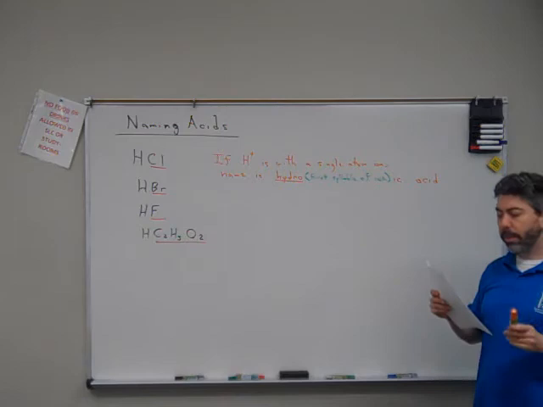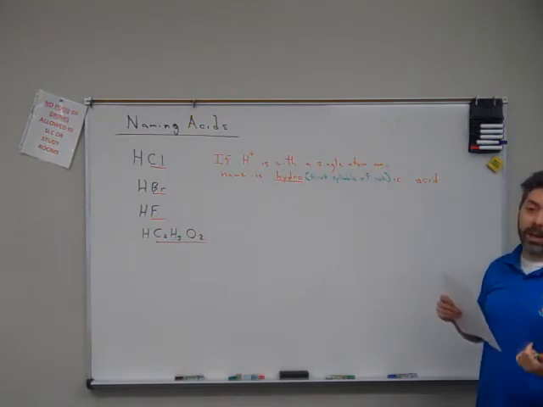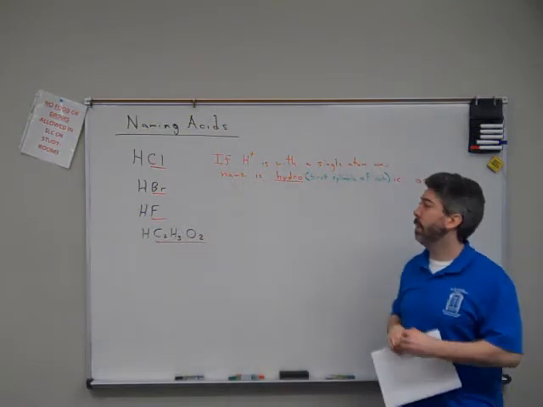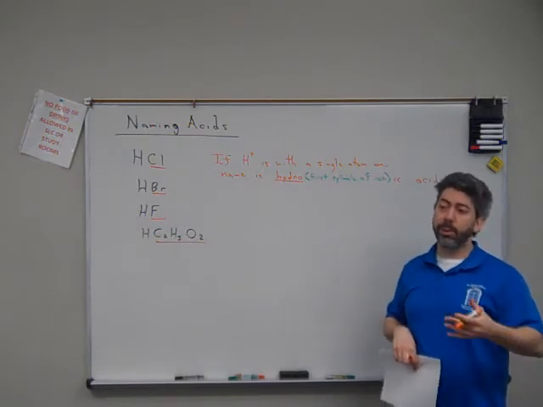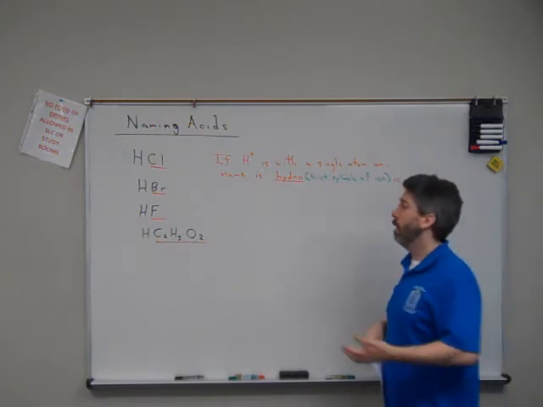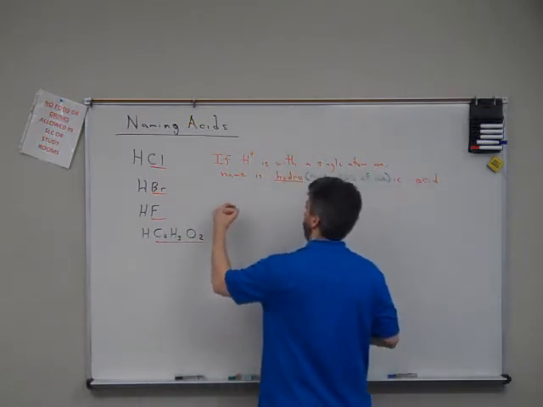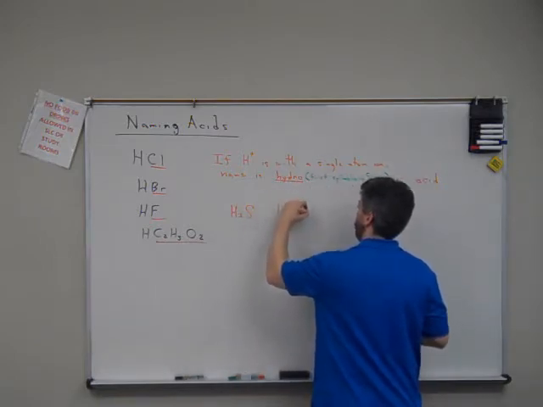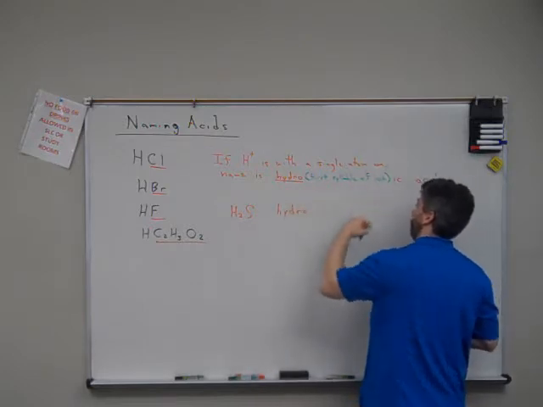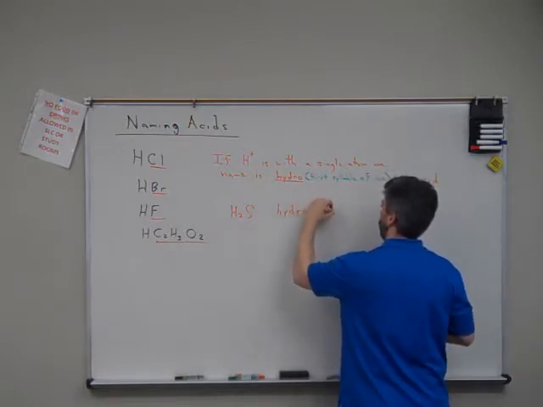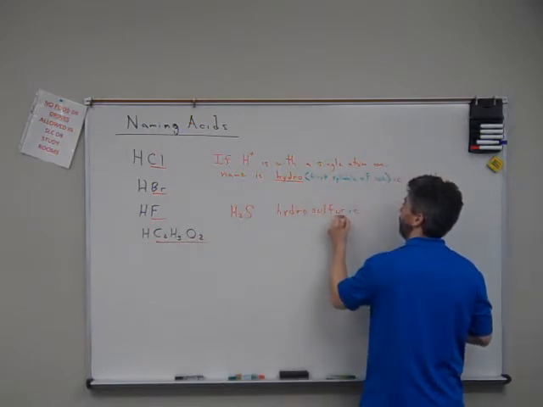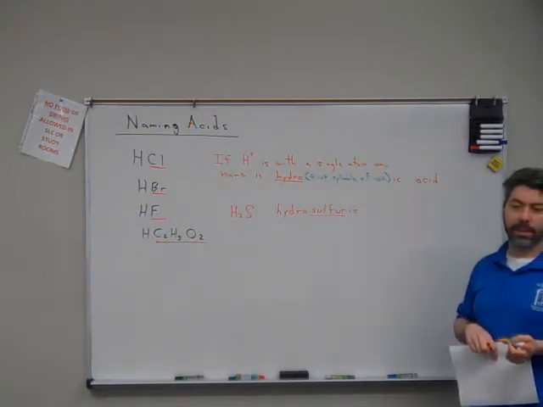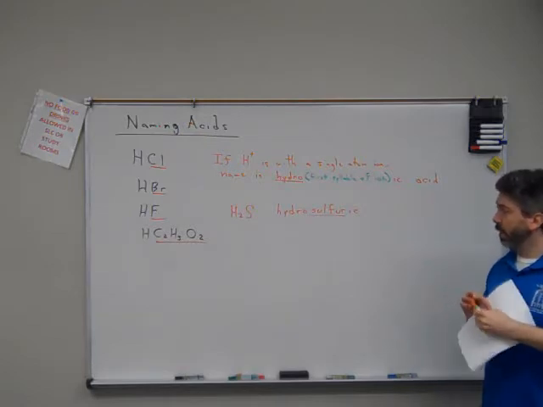Now, there is a little bit of an exception when it comes to S. Instead of saying hydrosulfic acid, you actually use two syllables, sulfur. So it's hydrosulfuric acid. So for H2S, that's one of the few exceptions. You still get the hydro prefix, but instead of just the first syllable, it's the first two syllables, sulfur, and then add the ic. Hydrosulfuric acid. Does that make sense? It's just one exception, unfortunately.